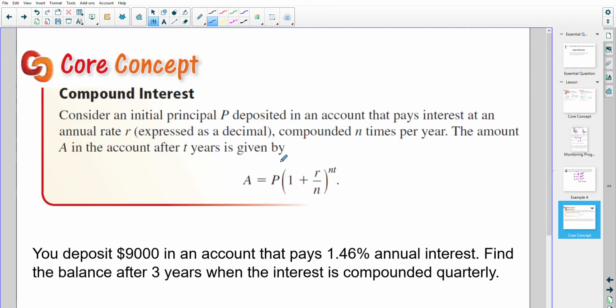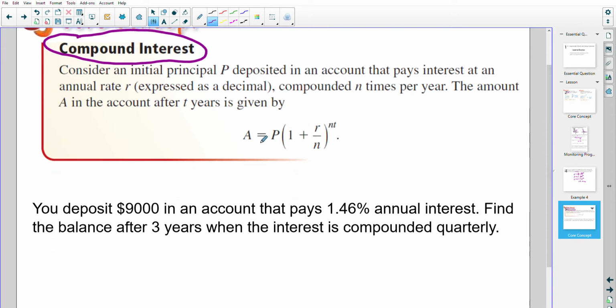Now, you could also have a compound interest type of problem. And compound interest means it could be monthly, quarterly, semi-annually. And there's an equation for this where the ending amount equals the beginning amount times 1 plus the rate in decimal form divided by the number of times it's compounded in a year, to the power of the number of times it's compounded in a year times the number of years.